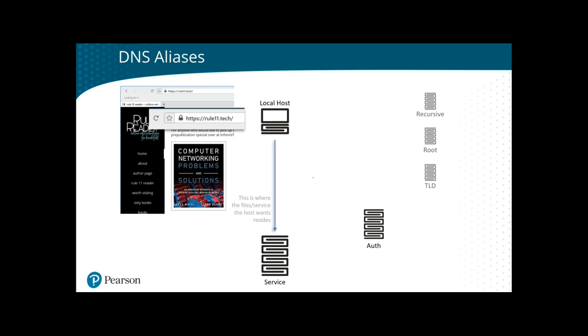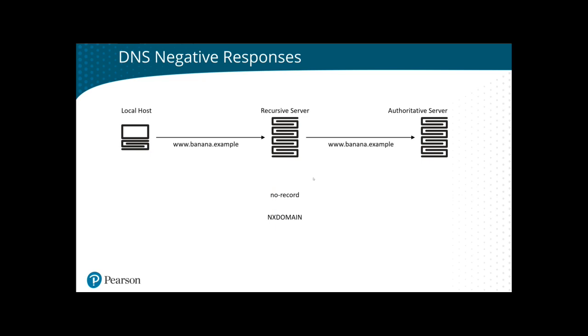Now, what about negative responses? What if things don't exist? What if I ask for something that does not exist? In this case, I'm going to get one of two kinds of responses. Assume that a local host asks for www.banana.example to the recursive server. The recursive server goes through the TLD and everything else and gets down to the authoritative. There are two possibilities here. And actually, these possibilities exist at the TLD, at the root server, all the way up through the chain.